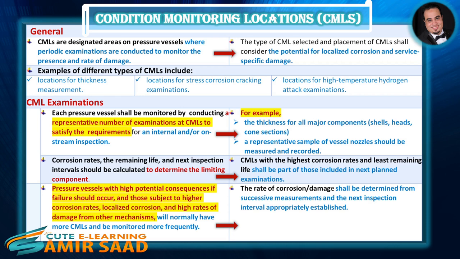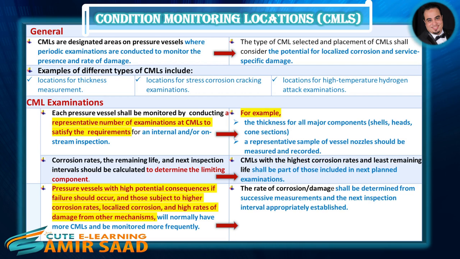Examples of different types of CMLs include locations for thickness measurement, locations for stress corrosion cracking examinations, and locations for high temperature hydrogen attack examinations. CML examinations: each pressure vessel shall be monitored by conducting a representative number of examinations at CMLs to satisfy the requirements for an internal and/or on-stream inspection.